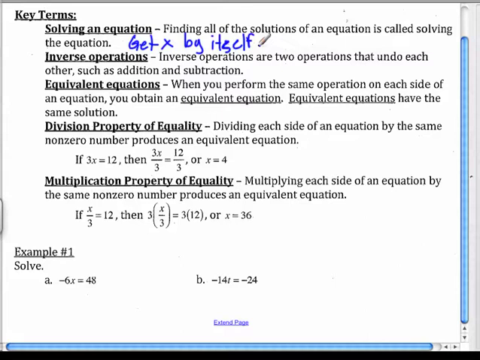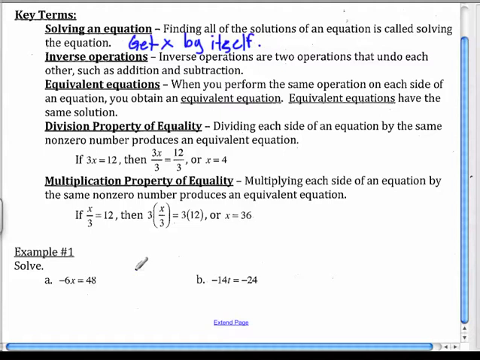Equivalent equations: when you perform the same operation on each side of an equation, you obtain an equivalent equation. All right? They're still the same. It looks different, but they're still the same. The division property of equality. This means I can divide on both sides of an equation and the equation remains the same. It looks different, but it's still stating the same information. I can do anything to an equation as long as I do it to both sides. Same thing for multiplication, right? I can multiply both sides by the same thing and the equation still remains true and equal.